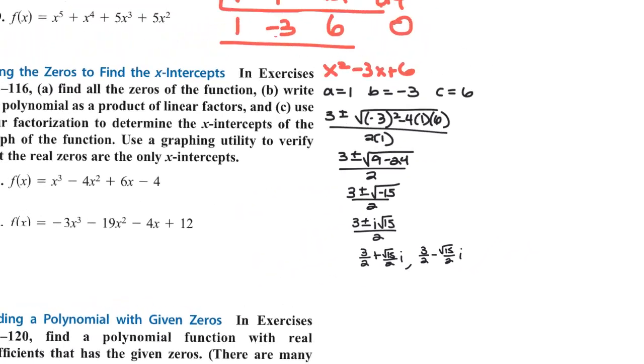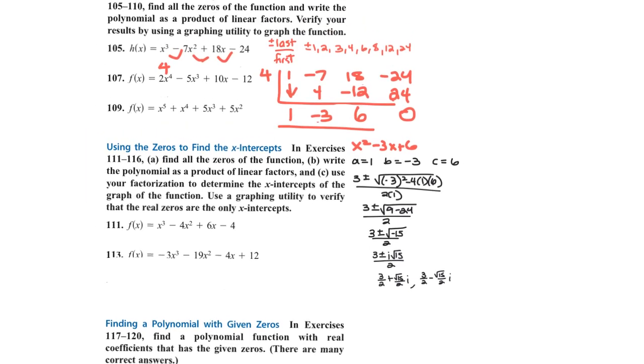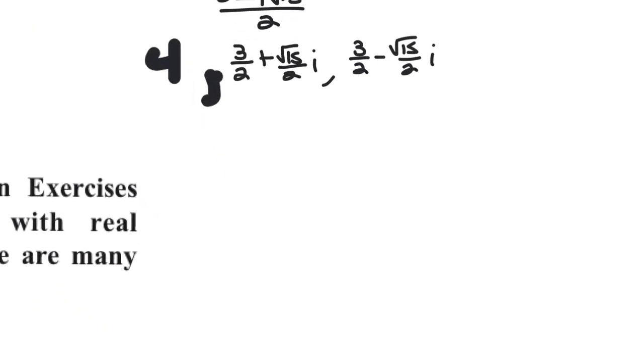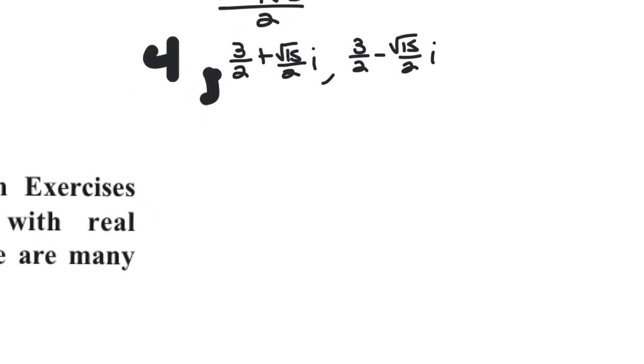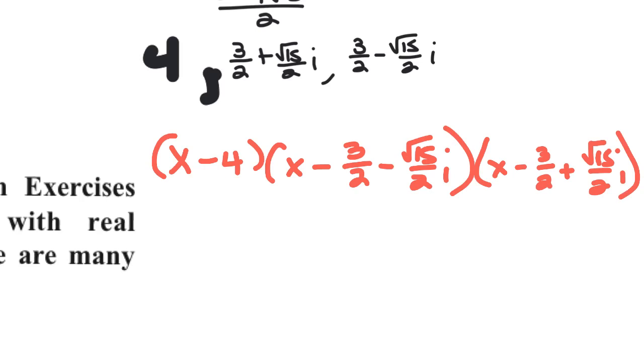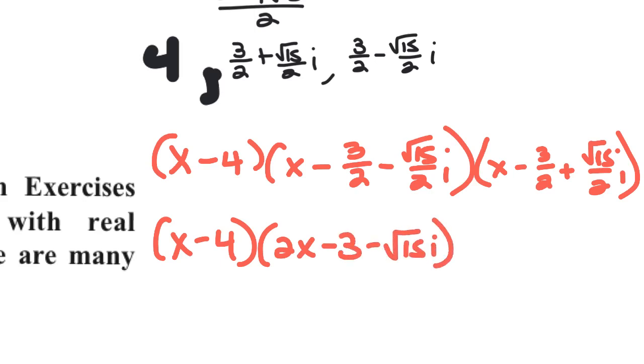So that's the first step, is find all the zeros, right? Yep, find the zeros, so 4, and then those 2. And then it says write them as a list of linear factors. So it's x minus 4, x minus 3 halves minus root 15 over 2i, x minus 3 halves plus root 15 over 2i. And then you can't have the fractions. So it's 2x minus 3 minus root 15i, and 2x minus 3 plus root 15i.